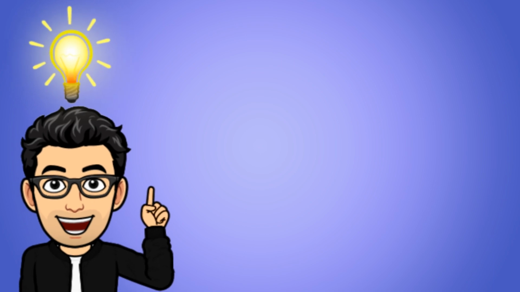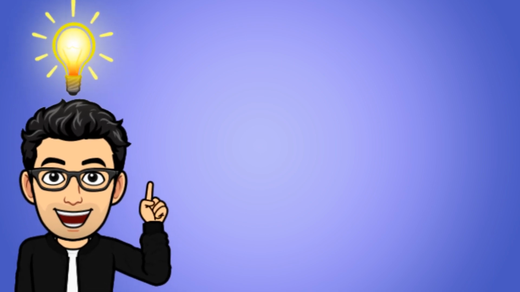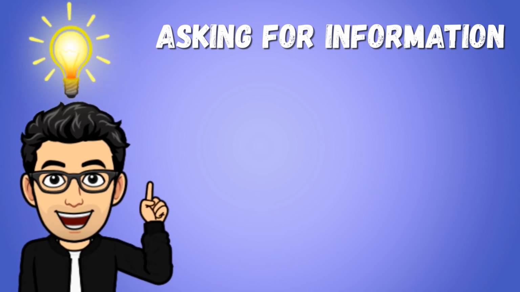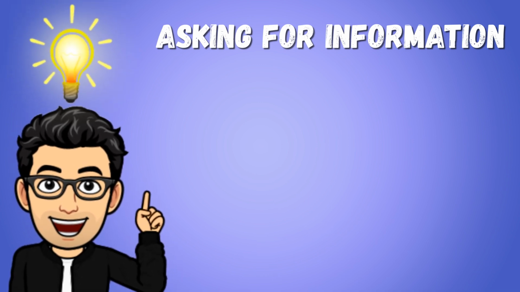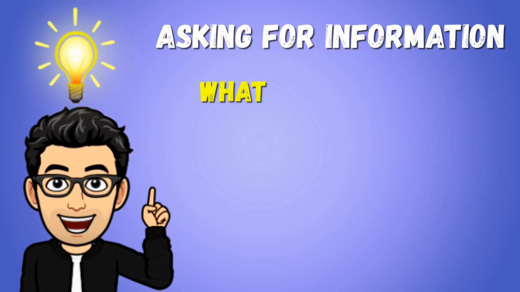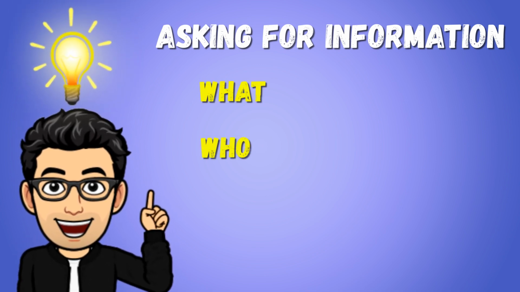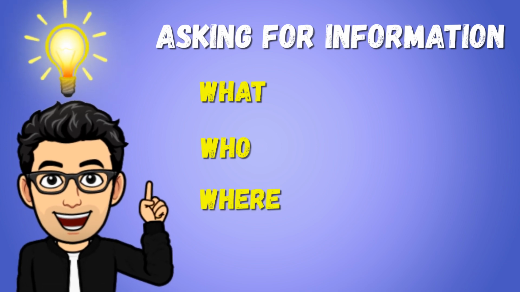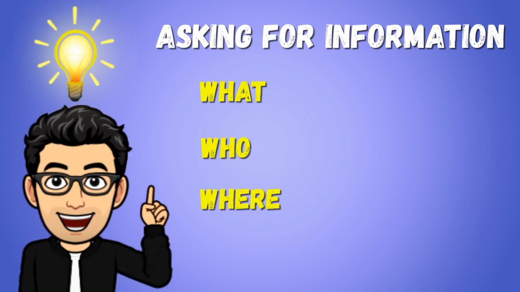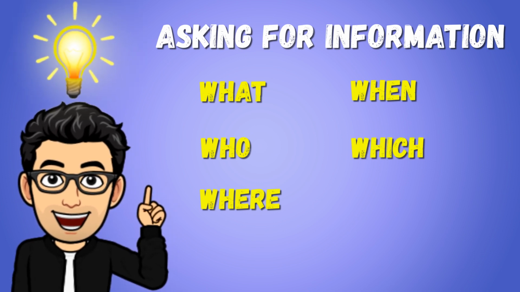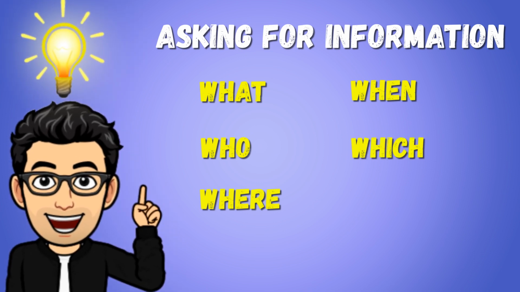Now, let us try to talk about the first part of oral language, which is asking for information. When asking for information, you usually use questions that begin with what, who, where, when, which, and how.